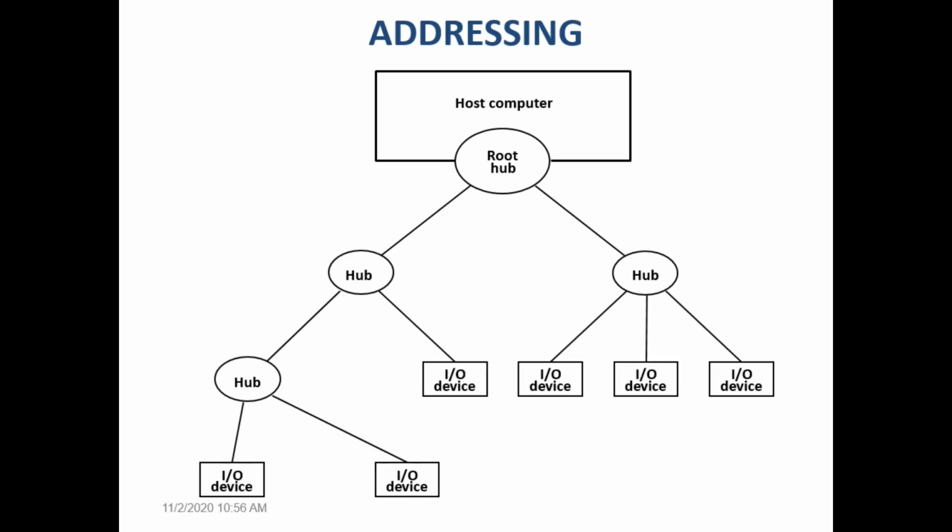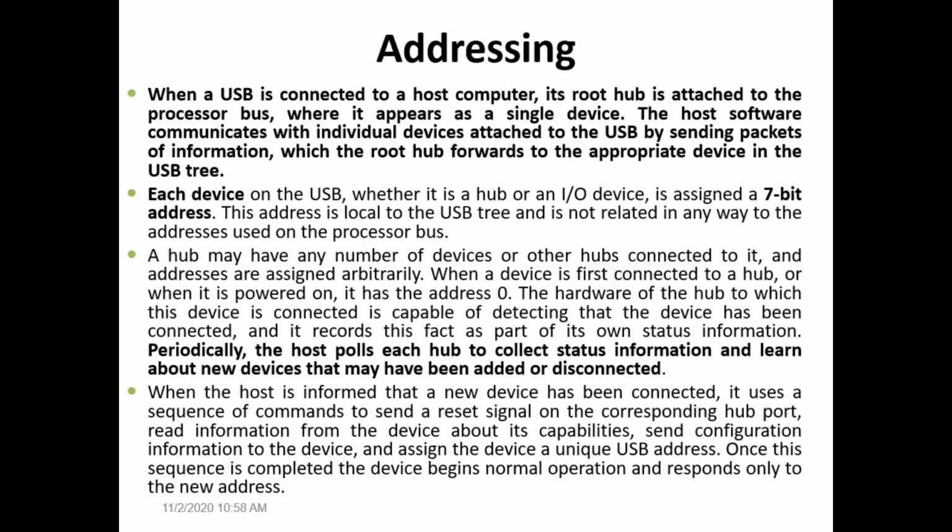For the host computer, whatever it has to send, it sends to the root hub only, because the host computer thinks that there is only one device, the root hub, connected to the processor. Then the root hub, using that address, communicates with every IO device. I explained that in the previous slide. So this is how addressing works in USB. This is the same theory I explained, you can go through this.